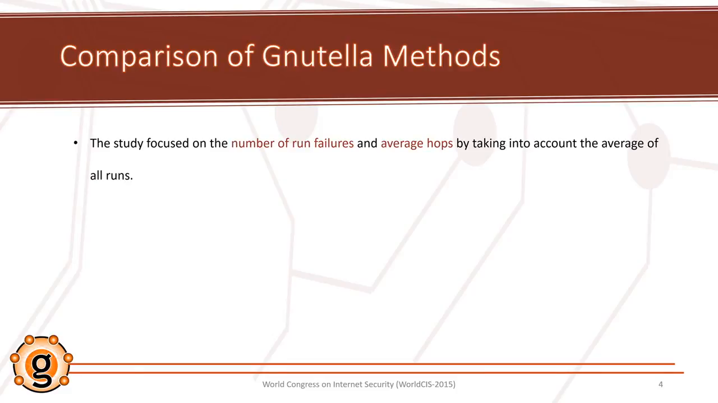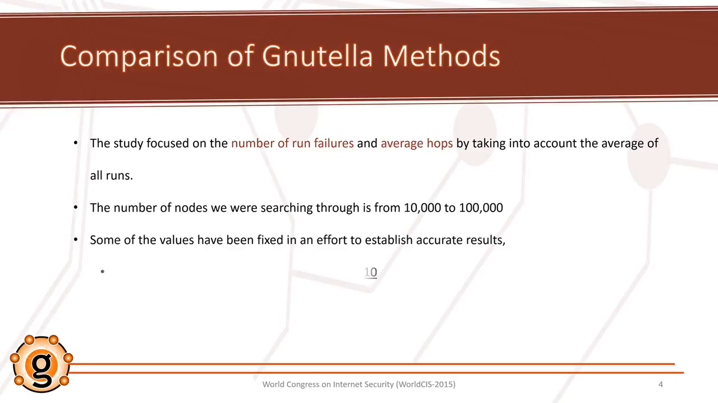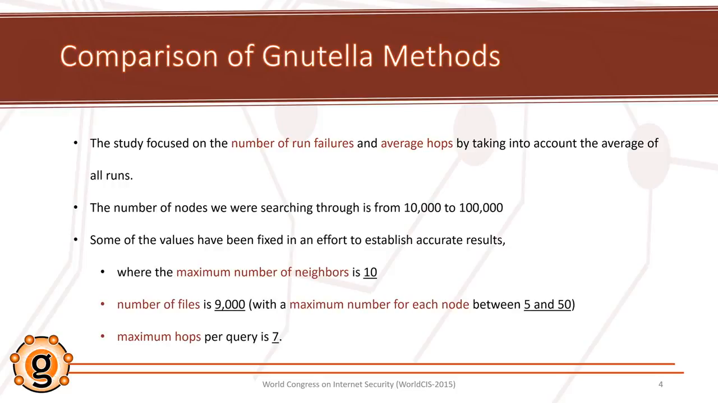The study focused on the number of run failures and average hops by taking into account the average of all runs. The number of nodes we are searching through is from 10,000 to 100,000. Some of the values have been fixed in an effort to establish a correct result. The maximum number of neighbors is 10, the number of files is 9,000, with maximum number for each node between 5 and 15 and 50, and maximum hop per query is 7. In the presentation examples, we suppose maximum hop is 3 because it's easier.